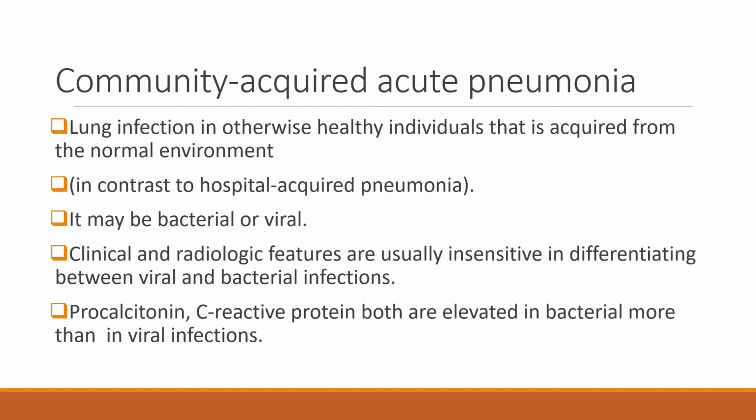Procalcitonin is the precursor of the calcitonin hormone, and it is elevated in some inflammatory conditions. And C-reactive protein is again an acute phase protein. Both are secreted by the liver, and both are elevated more in bacterial pneumonias than in viral infections.